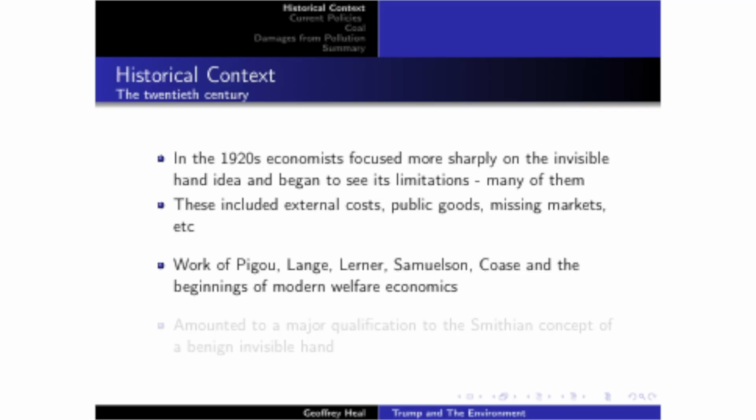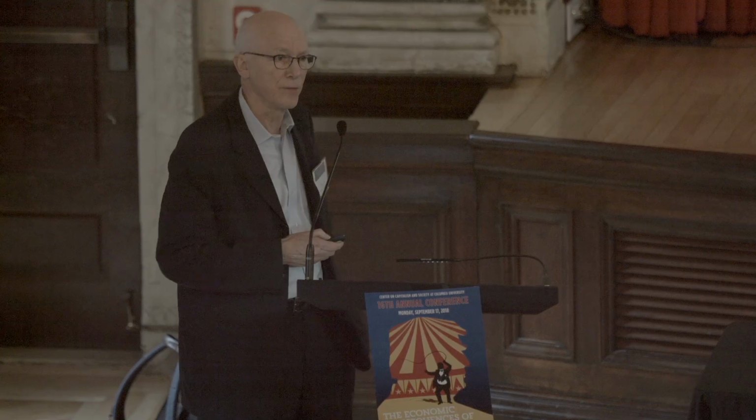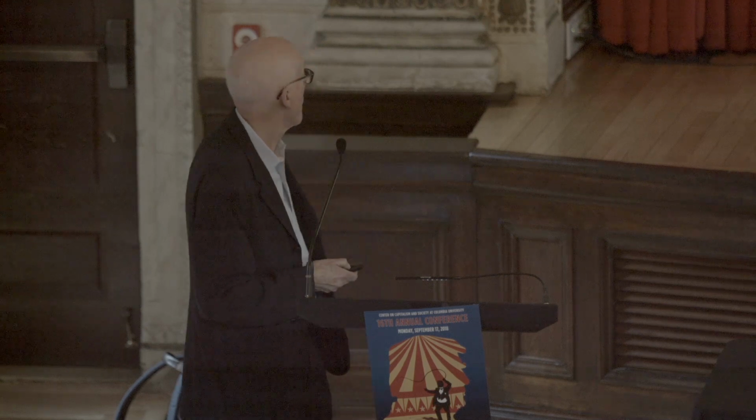And in this I'm referring to work by people like Pigou, Lange, Lerner, Samuelson, Coase, basically the beginnings of modern welfare economics and everything we teach our students in an intermediate micro course. And all of that essentially acted to qualify, not to discredit, but to qualify significantly this concept of an invisible hand of the competitive market leading to socially efficient outcomes.